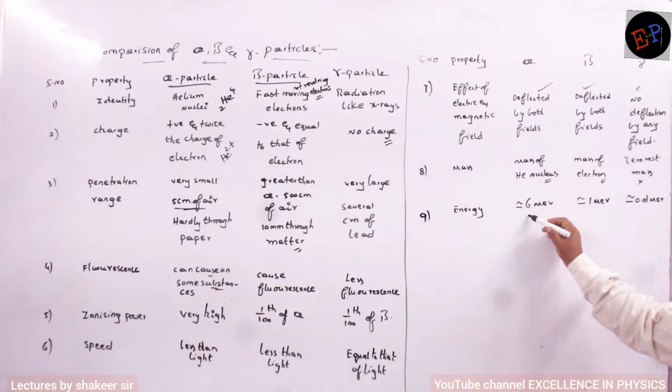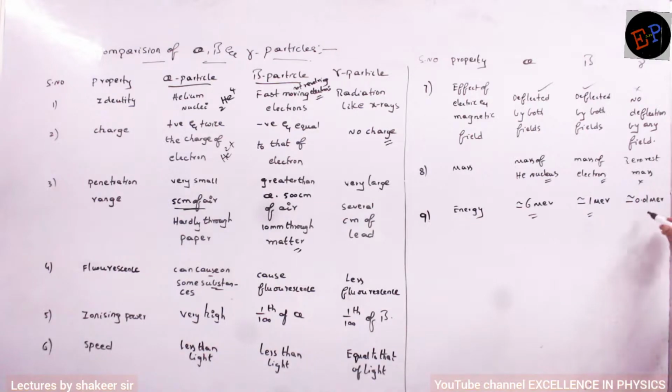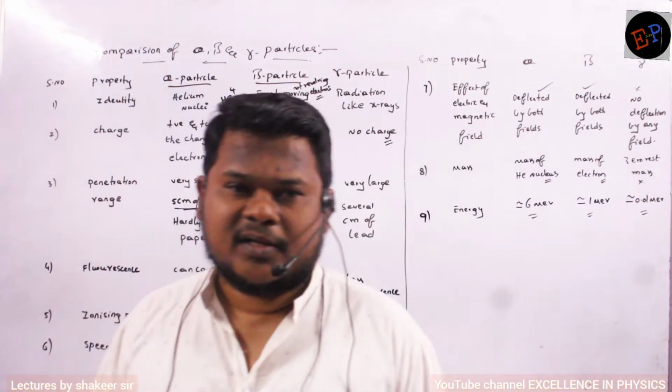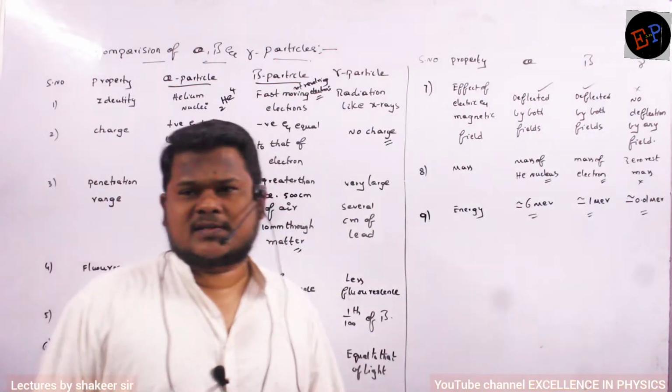So energy is approximately equal to 6 million electron volts for alpha, approximately 1 million electron volts for beta, and it is 0.01 million electron volts for gamma. So which is the least energetic particle? Gamma is the least energetic particle, and the highest energetic particle is the alpha particle.